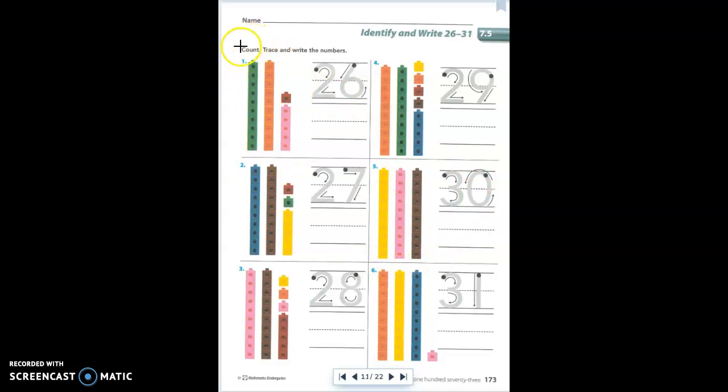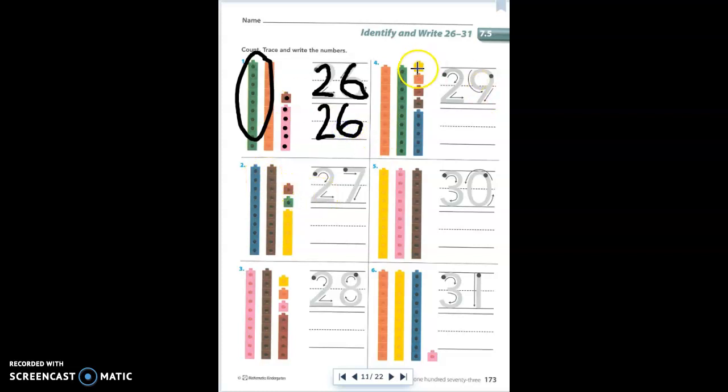So we're going to look at this first set, okay? So here I have 2 sets of 10. And then I have some extras. 1, 2, 3, 4, 5, and 6. Okay? So 2 in my tens place and a 6 in the ones place, or the number 26. I can write that myself, a 2 and a 6.